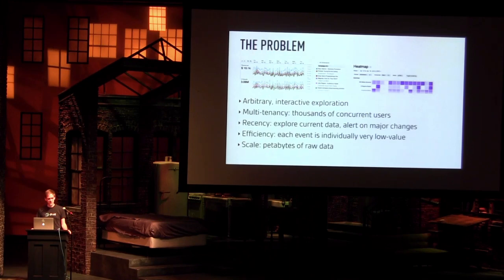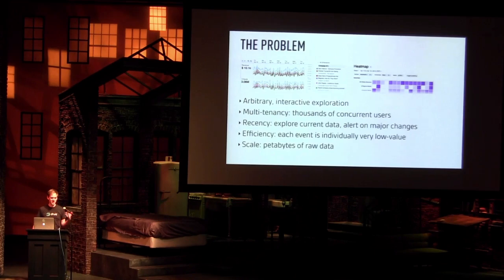We're really interested in multi-tenancy. So we want to support thousands of concurrent users on a single cluster. At Metamarkets, and actually in most Druid deployments, you have a ton of data all thrown in the same cluster. Recency is really important. New data is generally more valuable than old data. You want to alert on major changes and explore things as they happen. And efficiency is also important.